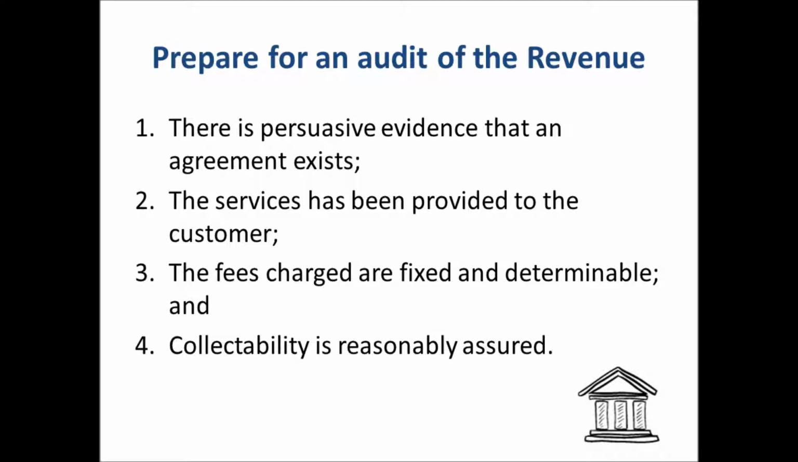The second one is the service provided. For this item, you will need to answer the question, how can I prove that I deliver the service or good to the client? Next is the fixed and determinable fees. You will need to answer the question, is the fee captured on the contract and updated in the amendment? Finally, collectibility, where you'll need to answer the question, did you receive the payments for the services or goods provided? Now let's discover each of them in detail.